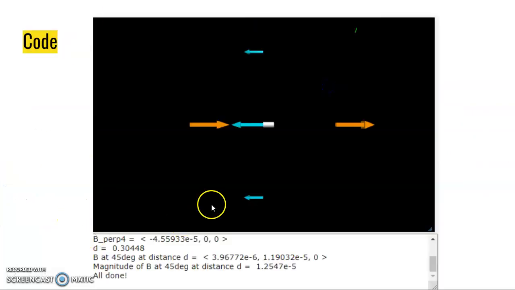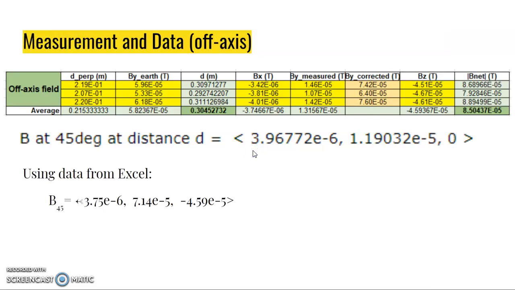At the end, it creates this. As you can see, we have our arrows, and we have this tiny little arrow in the back, which represents our 45 degree location. Yeah, so that's it.